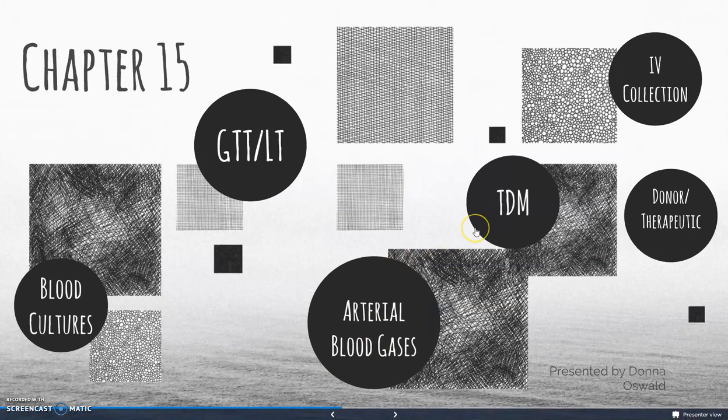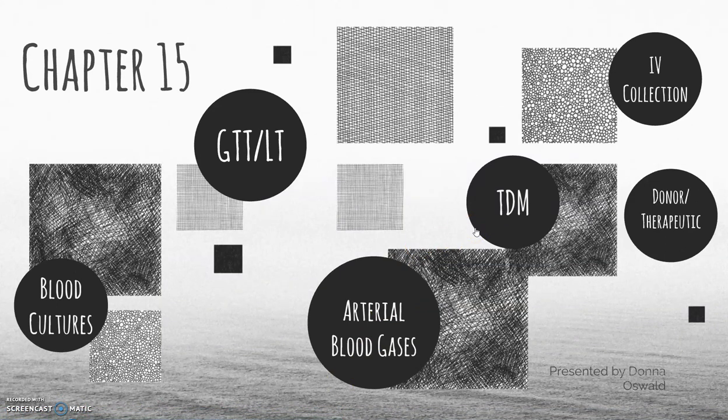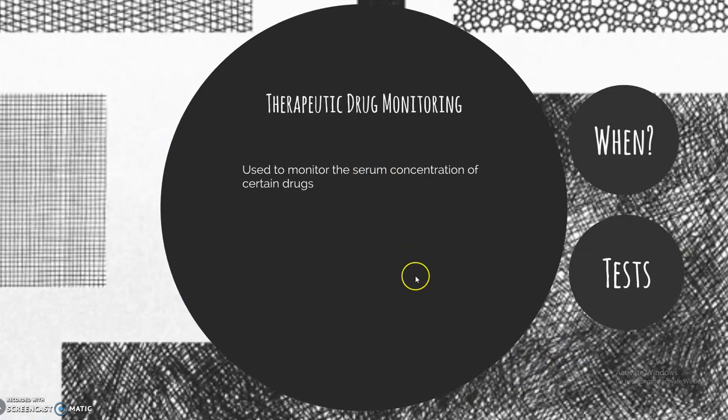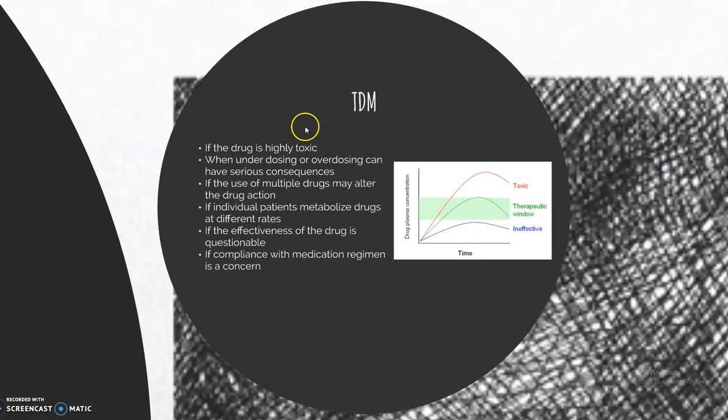Okay, we're going to continue on in our lecture here and go to therapeutic drug monitoring, or what we call TDM. It's used to monitor the serum concentration of certain drugs. So when are we doing this? If the drug level is highly toxic, when underdosing or overdosing can have serious consequences. If the use of multiple drugs may alter the drug action. If individual patients metabolize drugs at different rates. If the effectiveness of the drug is questionable, and if the compliance with medication regimen is a concern.